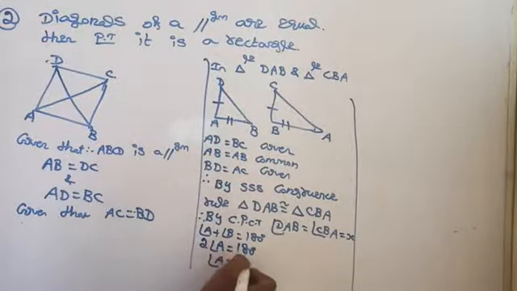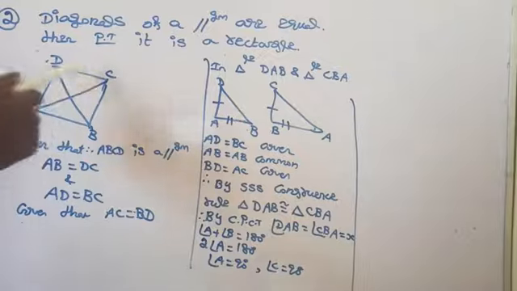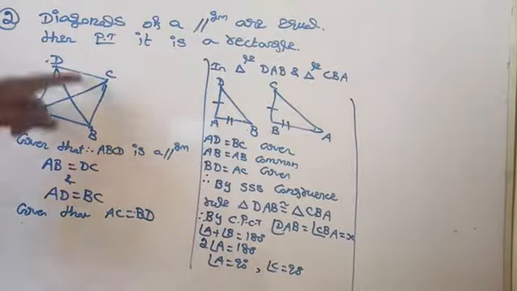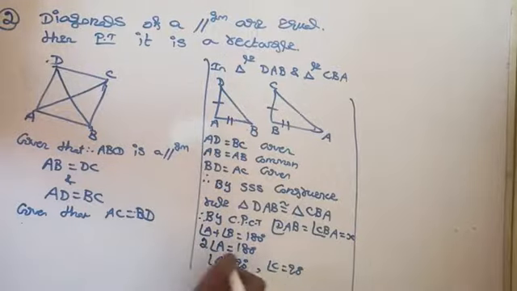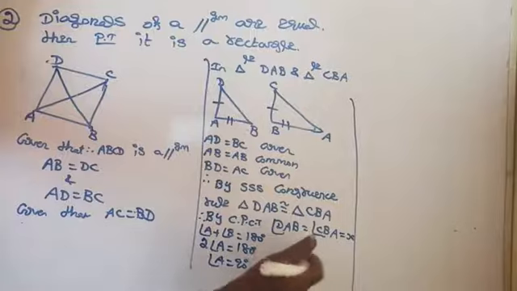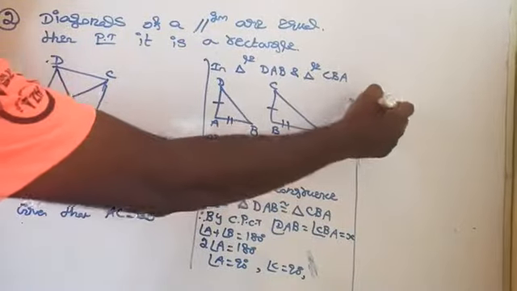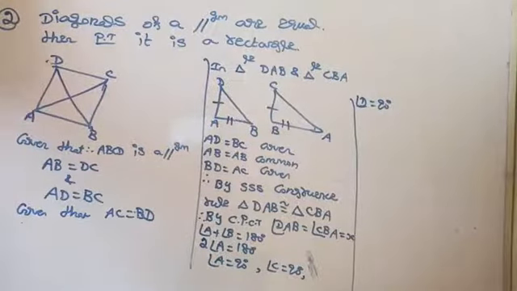If angle A is 90, then angle C is also 90. If angle C is 90, then C plus D is 180, because the adjacent angles are supplementary. If C is 90, then D is also 90. Are you getting there? Yes. If angle D is 90, then angle B is 90. Can you tell me why? Yeah. Opposite angles are equal.